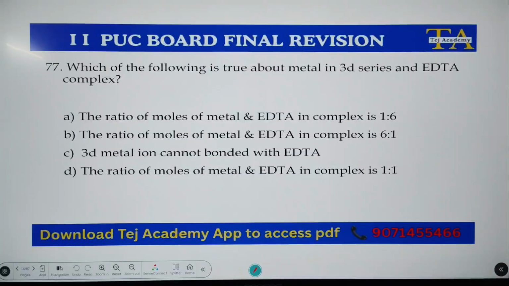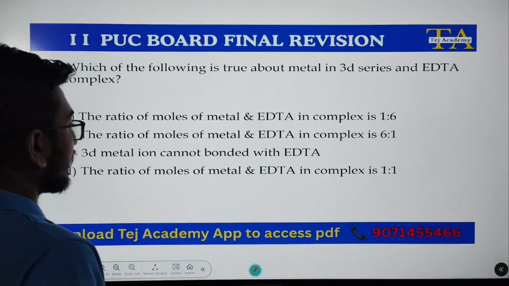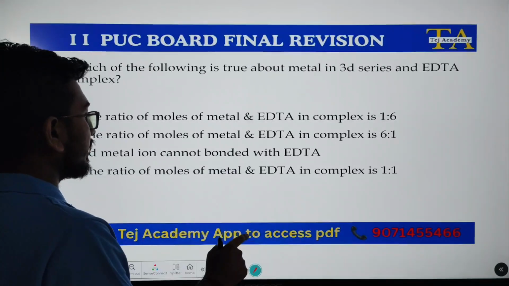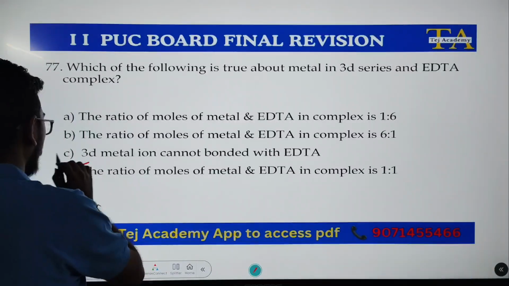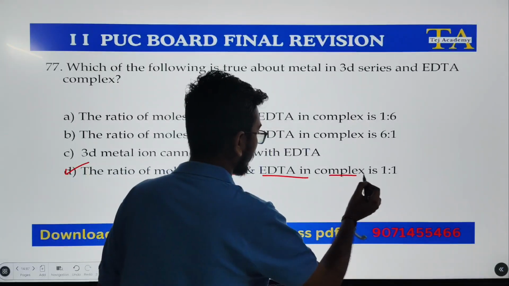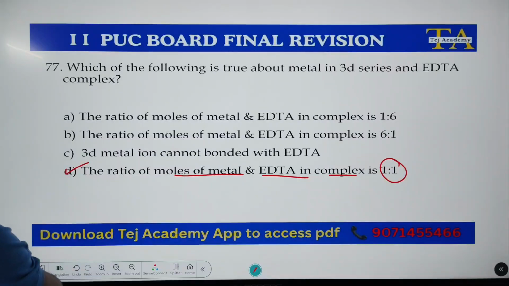77. Which of the following is true about 3d series metals and EDTA complex? The ratio of moles of metal and EDTA in the complex is 1:6. No. The ratio of moles of metal and EDTA in the complex is 6:1. No. 3d metal ion cannot be bonded with EDTA. No. The ratio of moles of metal and EDTA in the complex is 1:1. So remember this. Moles of metal and EDTA in a complex is 1:1. Okay. So option D is the right answer.